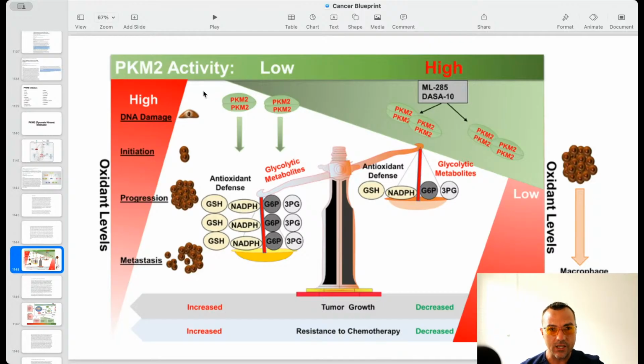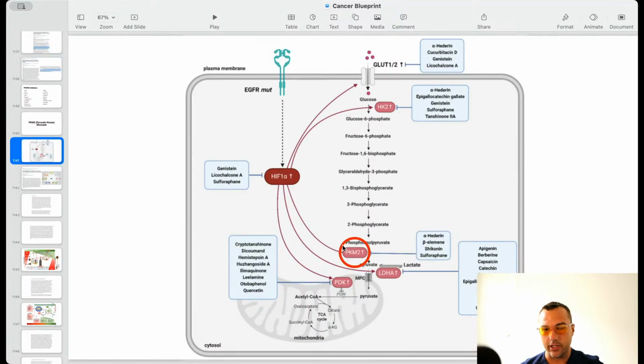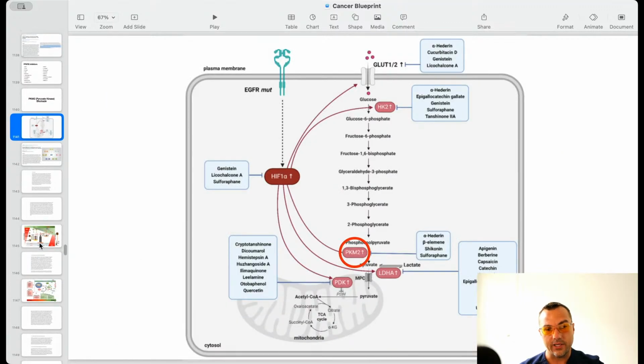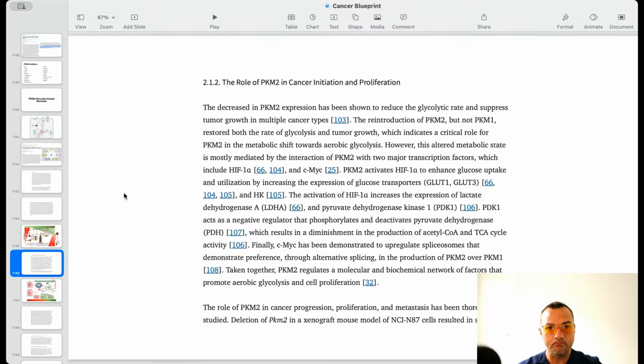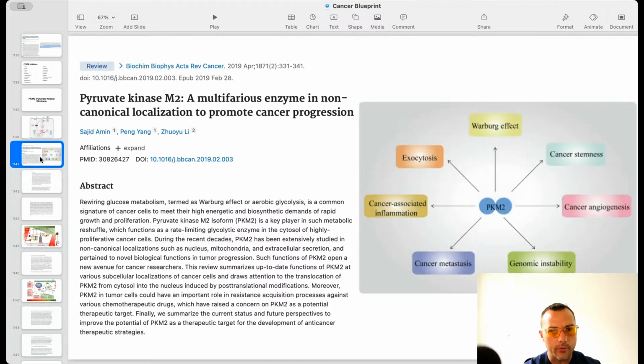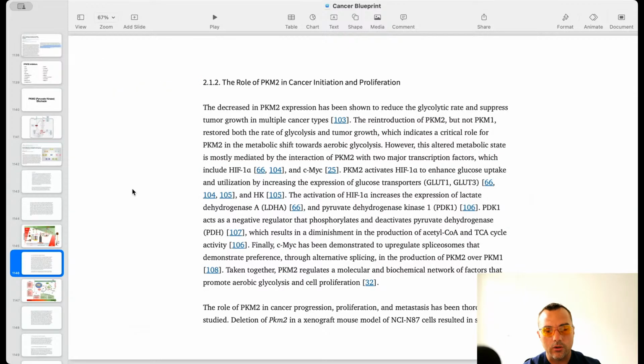But you'll see here that PKM2, although it's a key glycolytic enzyme and definitely a target for us, also controls more than just glucose utilization. It's saying here later in the paper, and I picked this paper because it has a lot of good information, the role of PKM2 in cancer initiation and proliferation. Sorry, the authors don't have great English. Unfortunately, a lot of these groups are from other countries. So just bear with me.